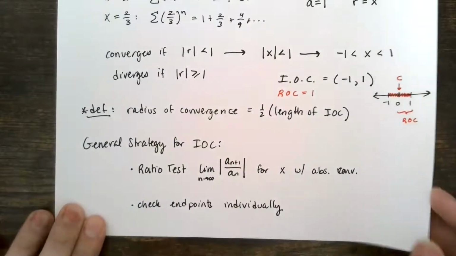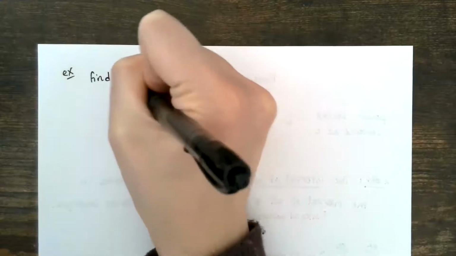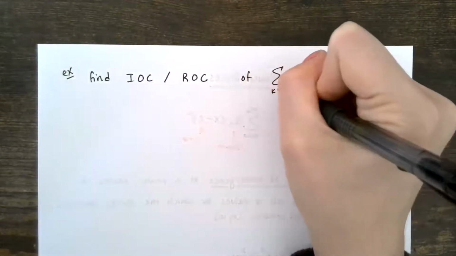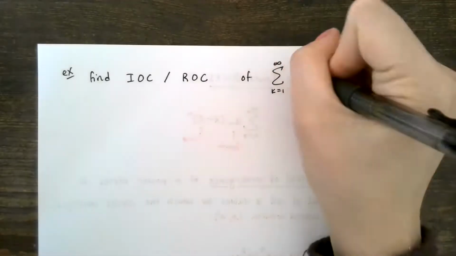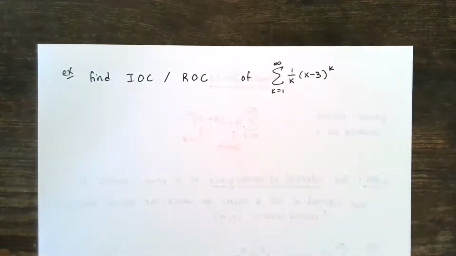Okay, so we're going to jump into our example series to see how a typical interval of convergence problem will go. We're being asked to find the interval of convergence and the radius of convergence of the series from k equals 1 to infinity. In this one, I'm using a k instead of n. It makes literally no difference. Just switch all your n's to k's in the formulas. And then we'll have 1 over k times x minus 3 to the k power.